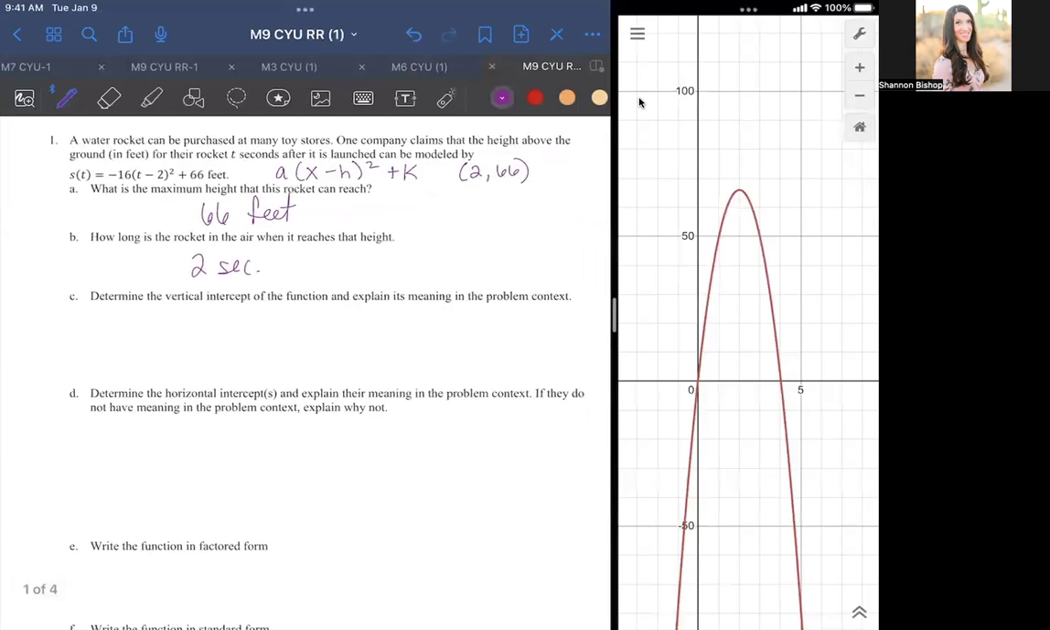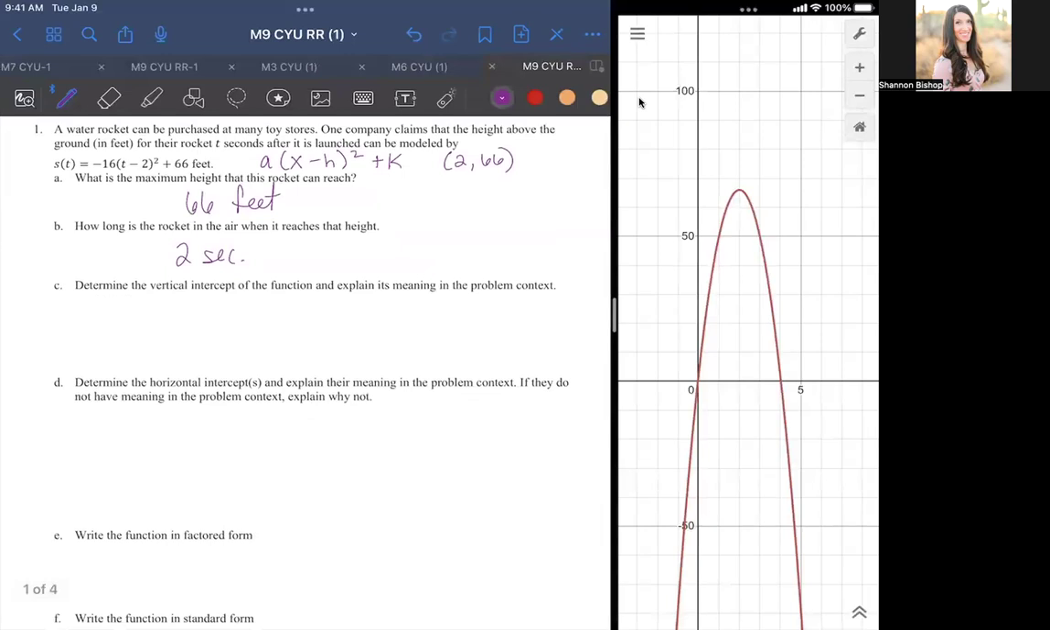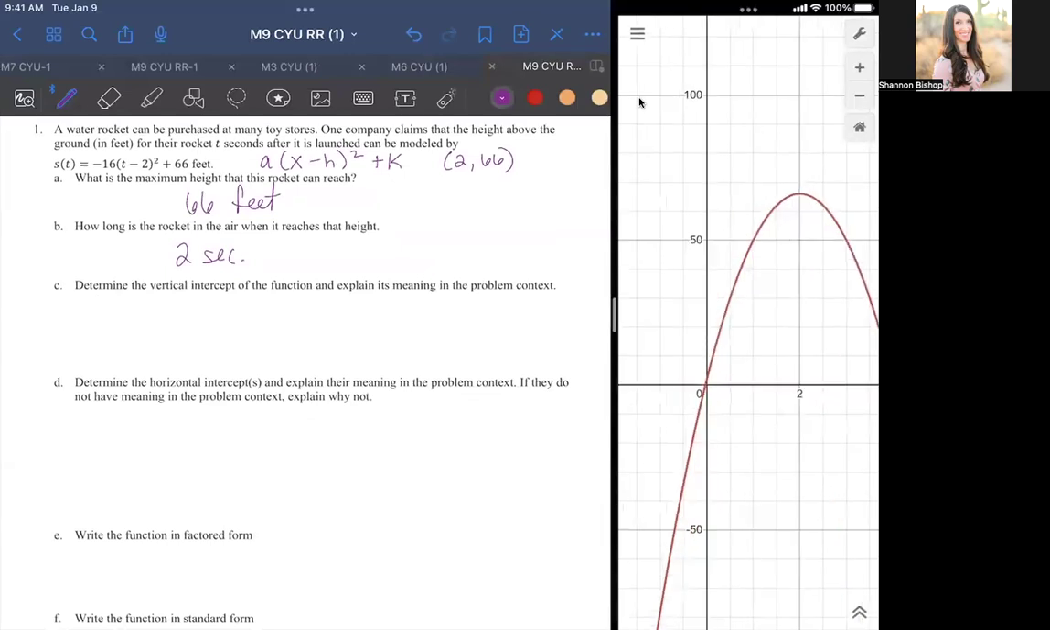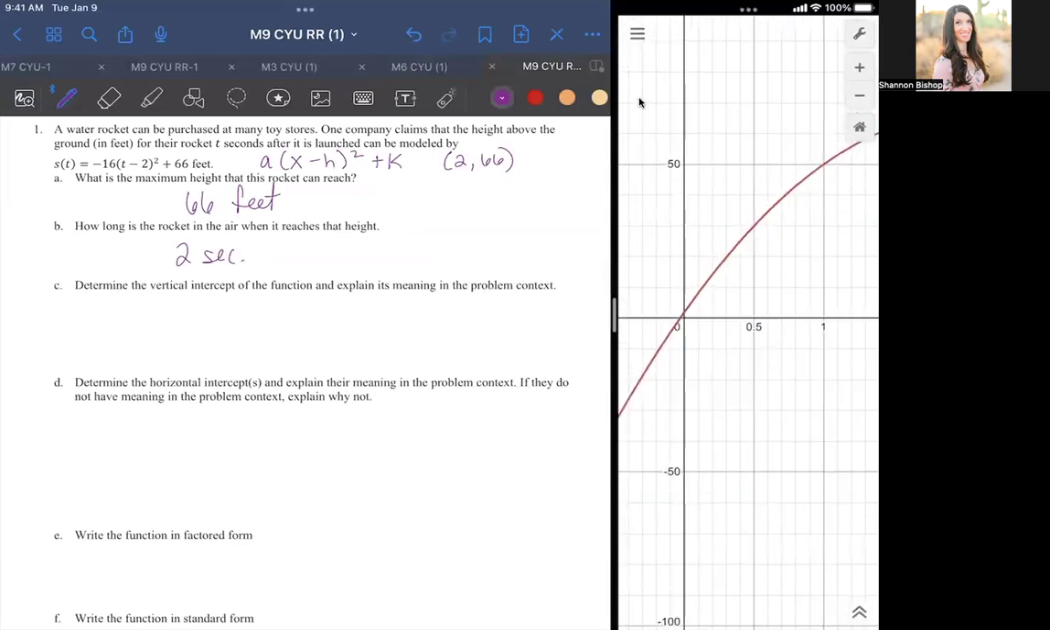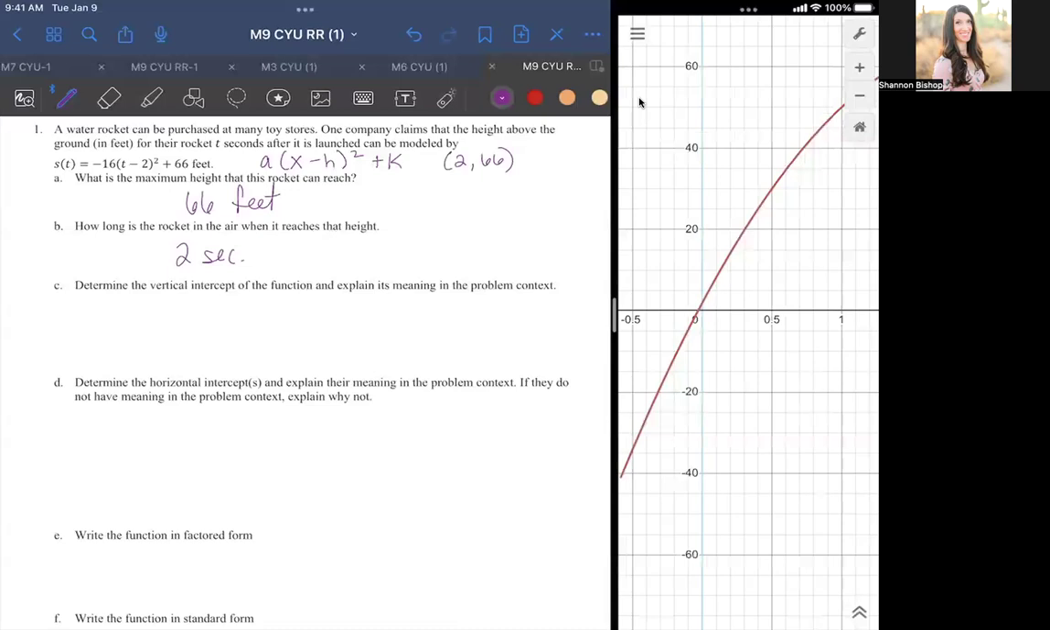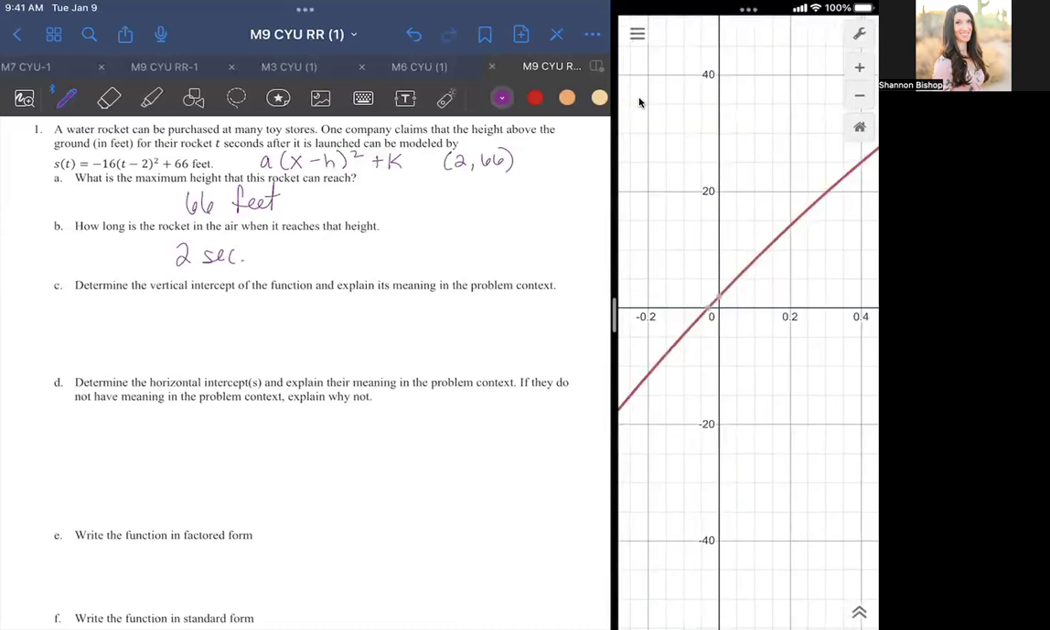So for part C, determine the vertical intercept and explain its meaning. Okay, so for vertical intercept, let's just talk about options here. So option number one on Desmos, vertical intercepts are always touchable points of interest. And so if you go into Desmos and just literally touch the vertical intercept, you will see that it's at 0 comma 2. You could also certainly always, I don't care what chapter we're in, always, you can just plug in a value of 0 for the input and compute that.